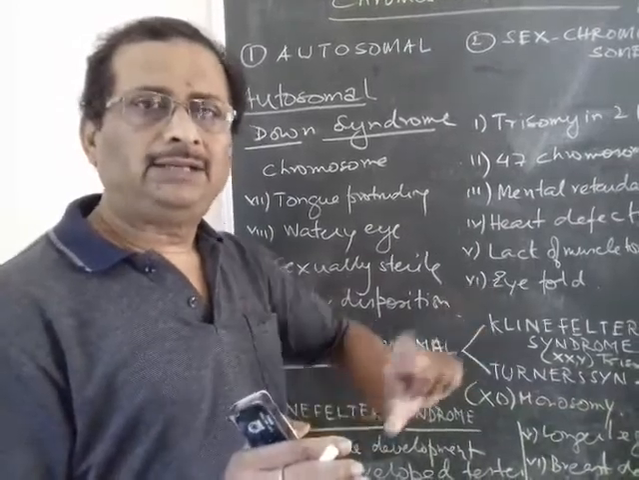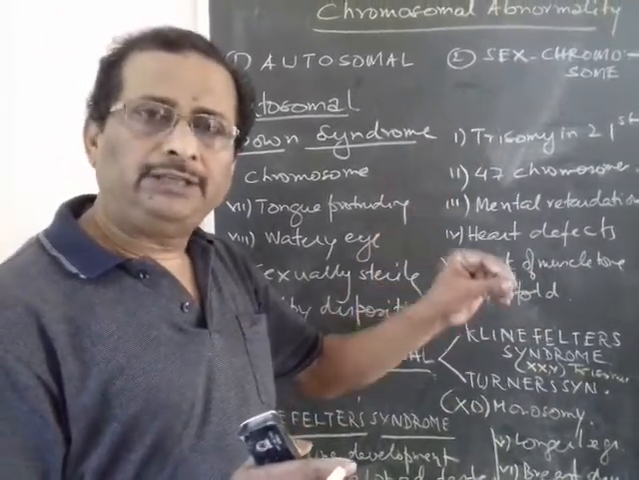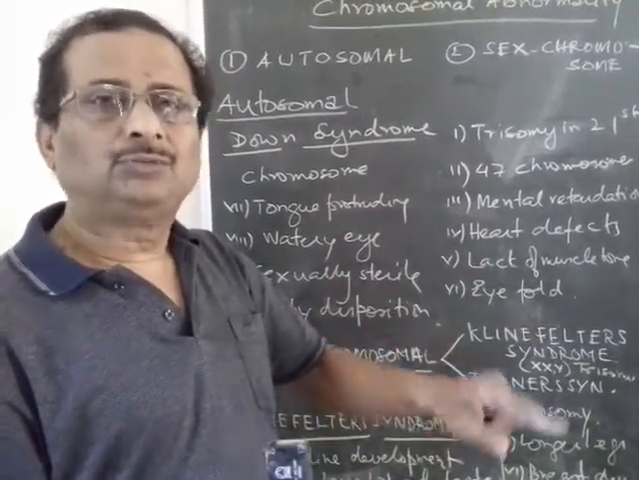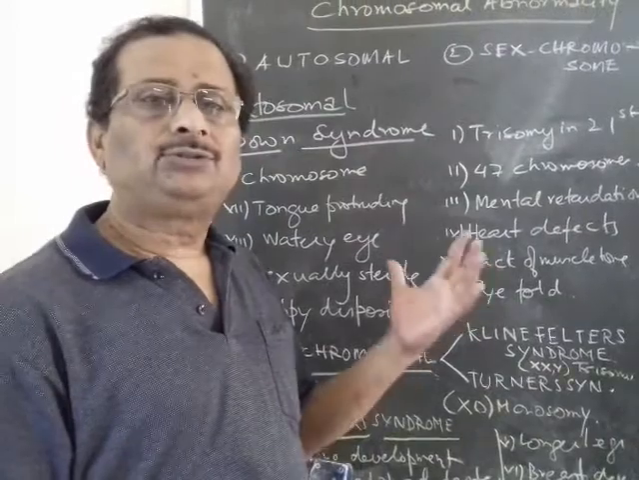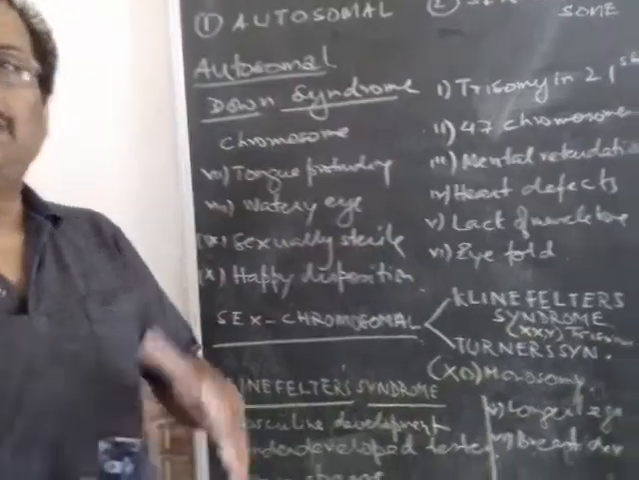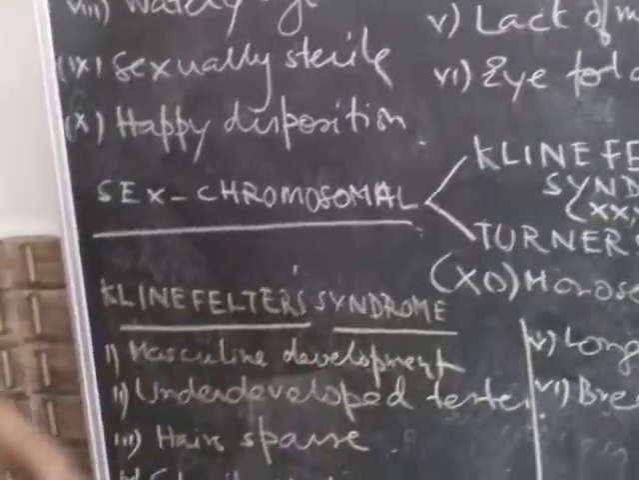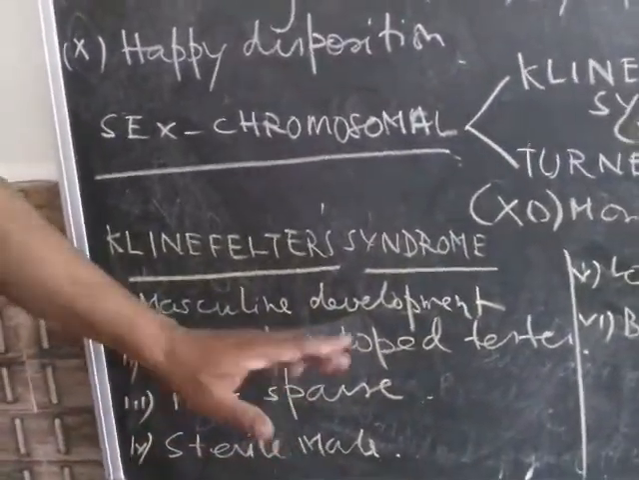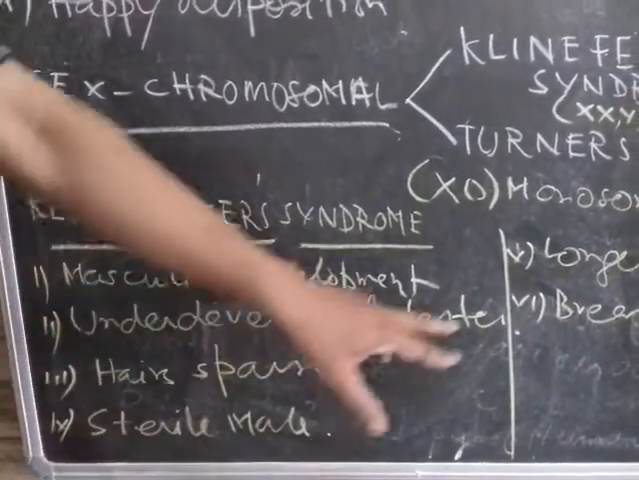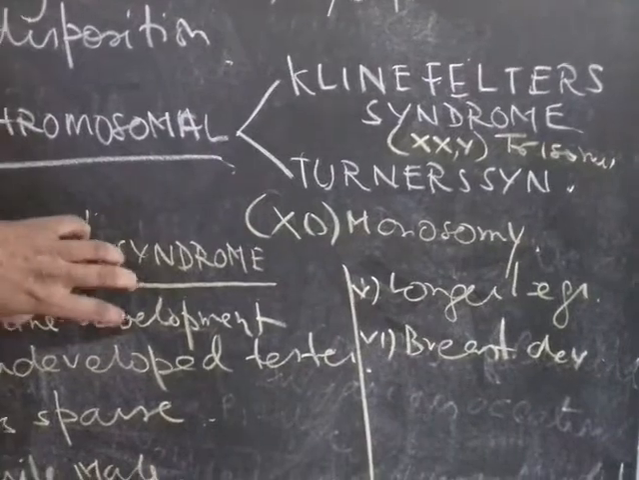Now if this XY fertilizes with another X chromosome from the maternal side, then they will have 44 plus XXY. So there are 47 chromosomes again, but the extra chromosome is a sex chromosome. That leads to Klinefelter syndrome. There are certain characteristics of Klinefelter syndrome, for example, they will have a longer body, the legs will be long, there is masculine development, underdeveloped testes, they are sterile, and there is sparse hair on the body. They are sterile males with a slight development of the breast.